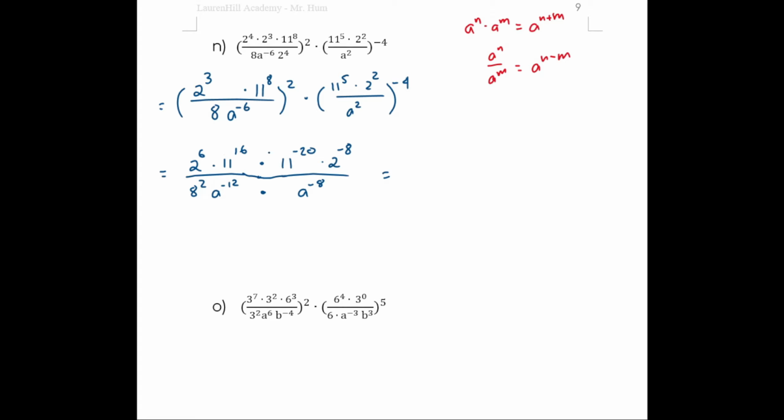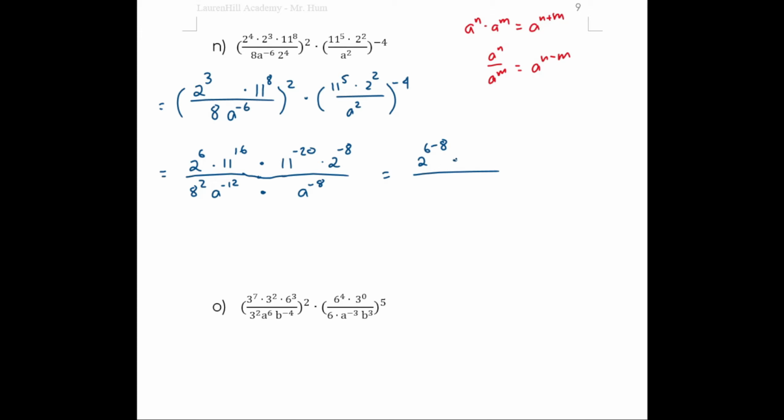So all the things on top are being multiplied together. All the things on the bottom are being multiplied together. So let's start with the 2, because that's the first thing here. We got 2, and it's being multiplied to this thing here. We've got 2 to the minus 8. So we're going to add the exponents together. So 6 minus 8. Okay?